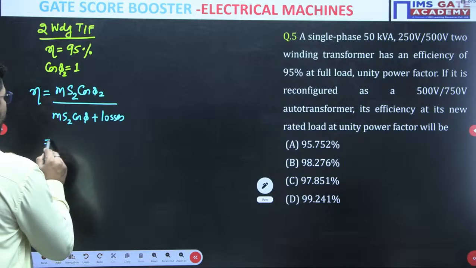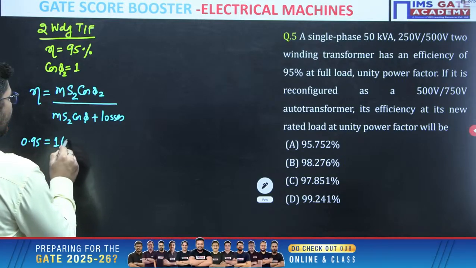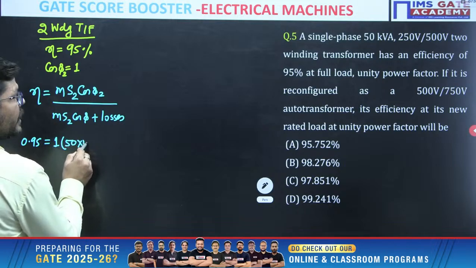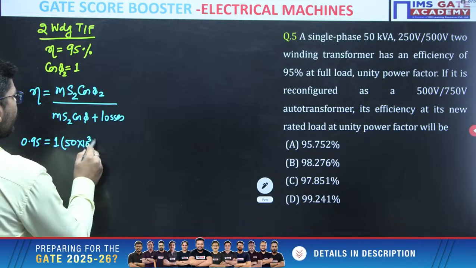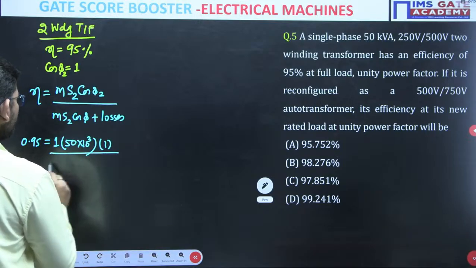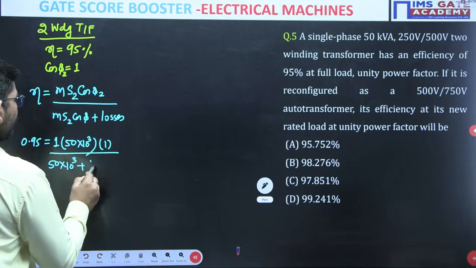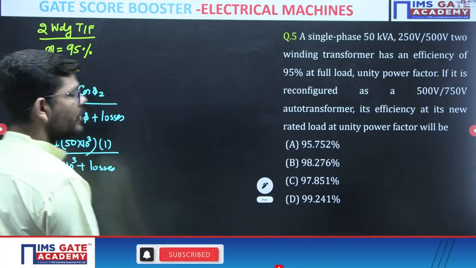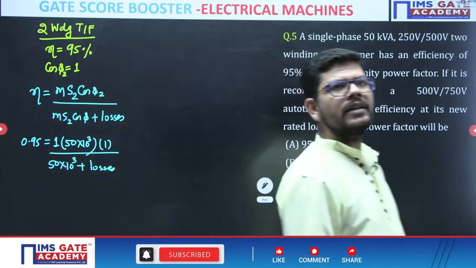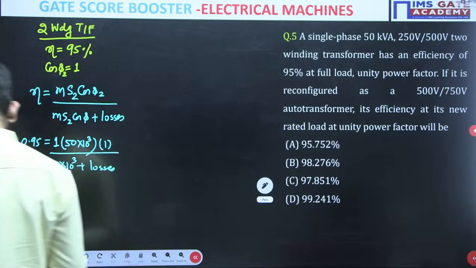So m value will be 1, efficiency is 0.95, and rated kVA is 50 kVA, and cos phi 2 is given as 1. The same we have to write in the denominator plus losses. So you can see the only unknown value here is the losses. So we will calculate the losses.